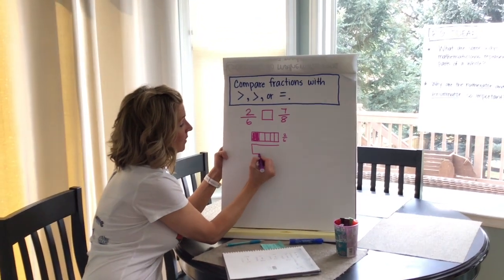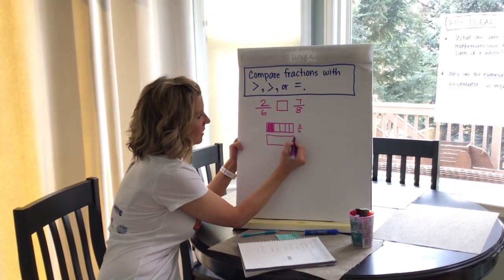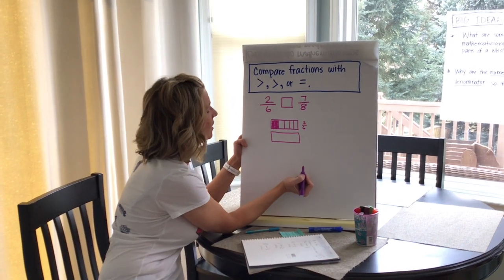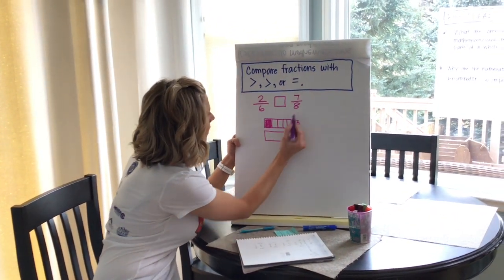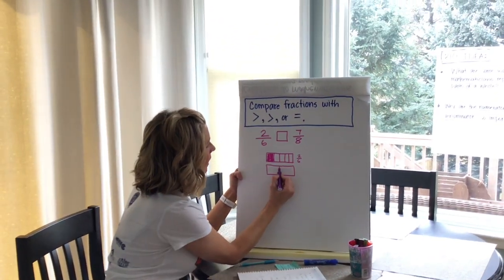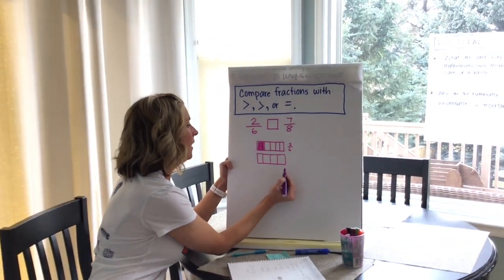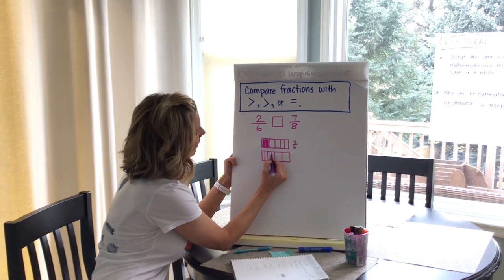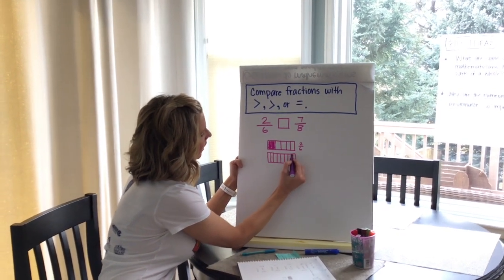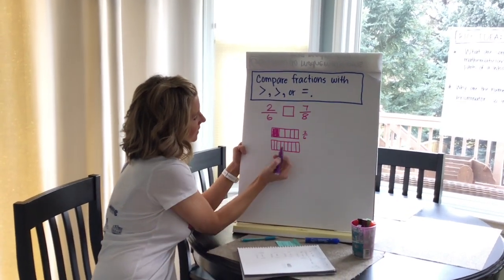And I'm thinking compared to 2/6, I might already know that 7/8 is greater than 2/6, but let's have a look and just be sure. So if I were to make 8 equal parts, first I'll cut it in half, and then I'll cut those in half, and then I'll cut those in half. And now I have 8 equal parts, and I'm shading in 7.